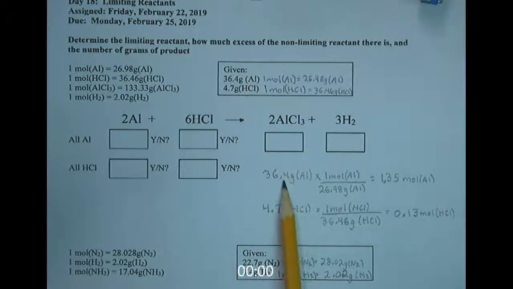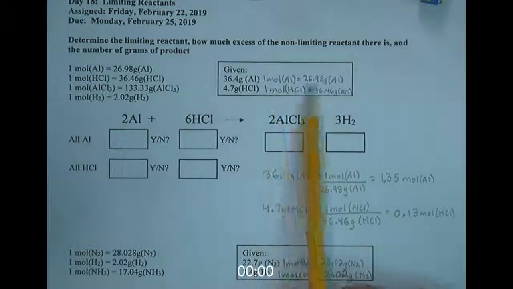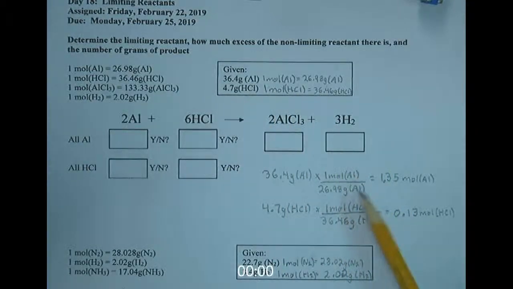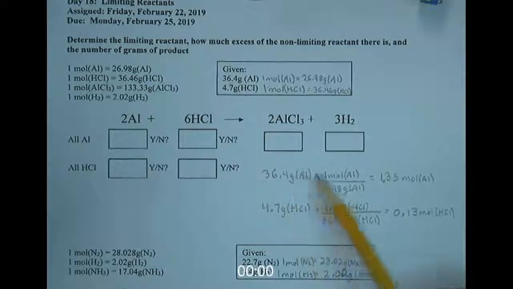So we have 36.4 grams of aluminum we were given. The molar mass conversion right here is telling us the relationship. You need grams to cancel out on the bottom and on the top here so that you end up with moles. That way we can put it into the chemical equation. And we end up with 1.35 moles of aluminum.